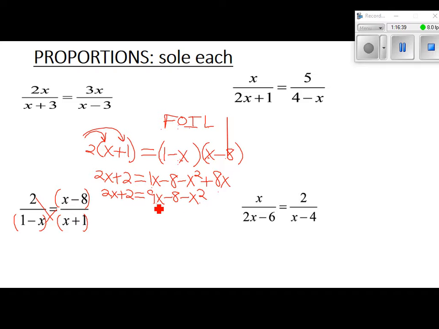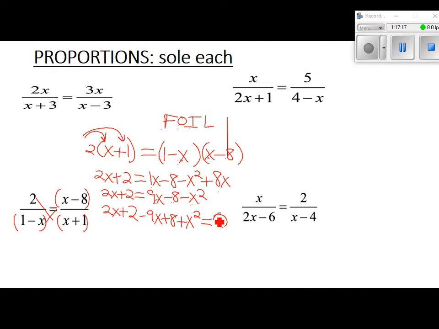So we're going to move the 9x to the left-hand side. We're going to move the negative 8 to the left. We're going to move the x squared to the left. And when we jump them all over the equal sign, they change signs. So we got 2x plus 2, and we move the 9x over so it becomes a minus 9x. We move the 8 over and it becomes a positive 8. We move the negative x squared over and it becomes a positive x squared. And what's left on the right-hand side is 0.